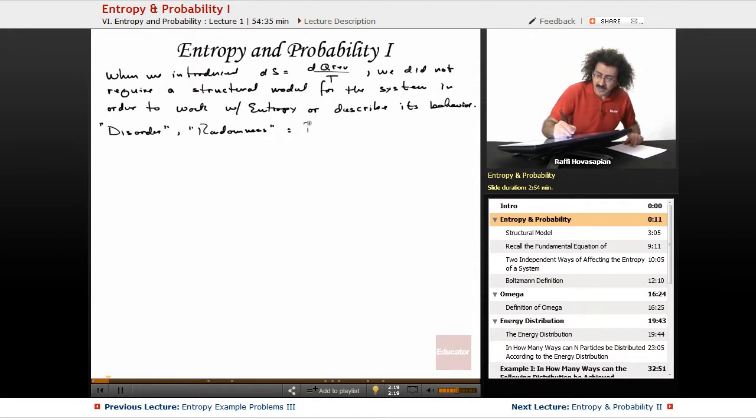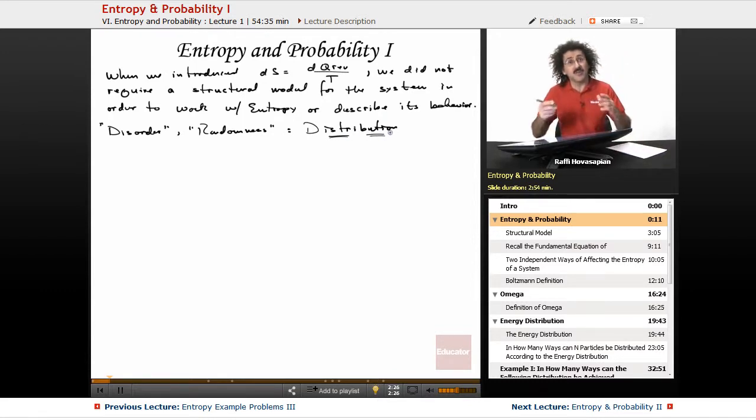what I'm actually talking about is something called a distribution. So that's it. When we talk about disorder or randomness, we're talking about a distribution. And in this case, it's going to be the distribution of particles. Again, we didn't require a structural model. We didn't care what a particular system was made of, whether it was particles, chairs, whatever. It could be made of absolutely anything. There was this behavior that it represented. This is our empirical observation, and we were able to use mathematics to describe different ways this thing behaves. Now we're going to give it a structural model.